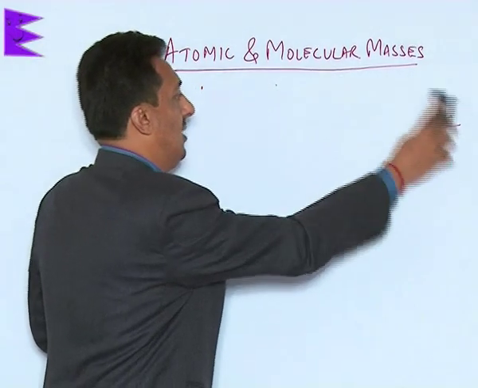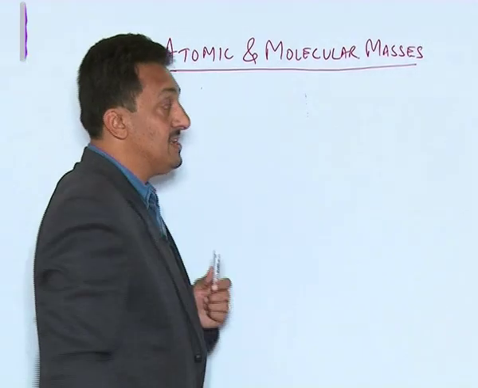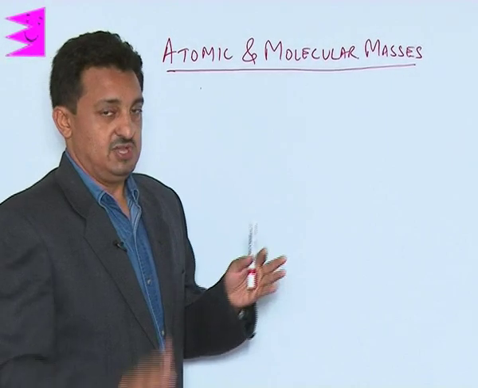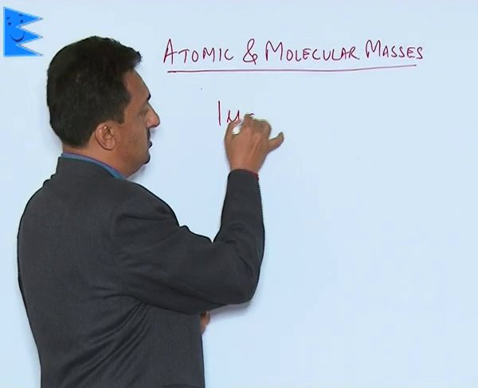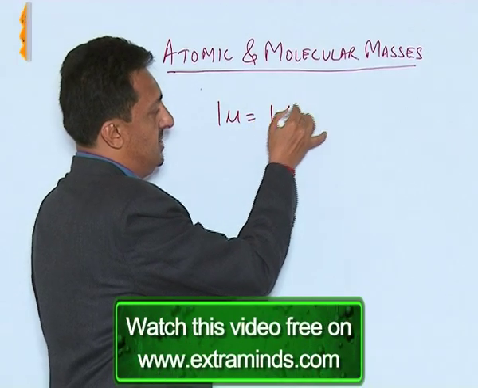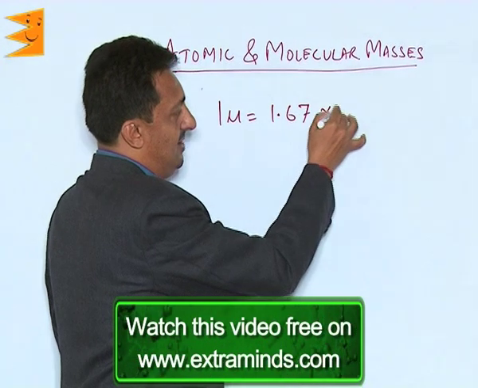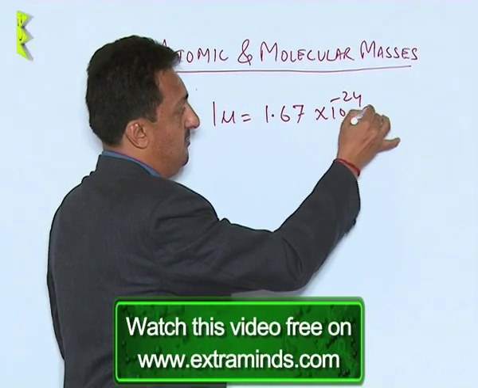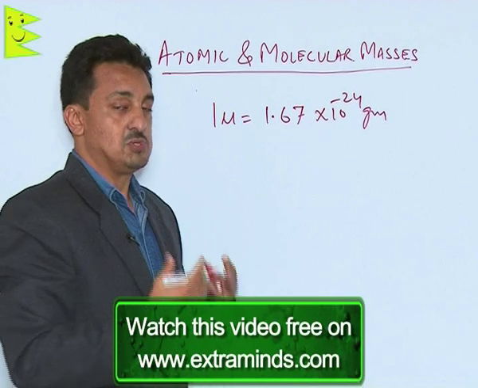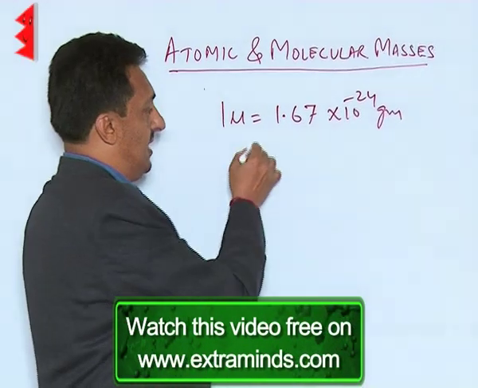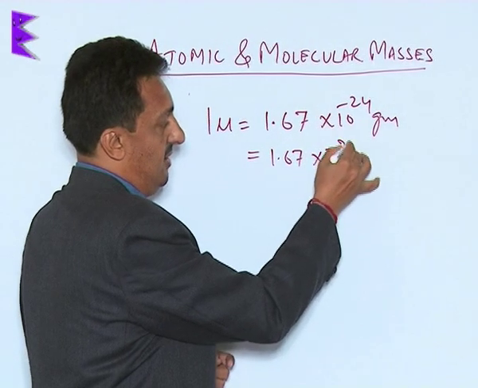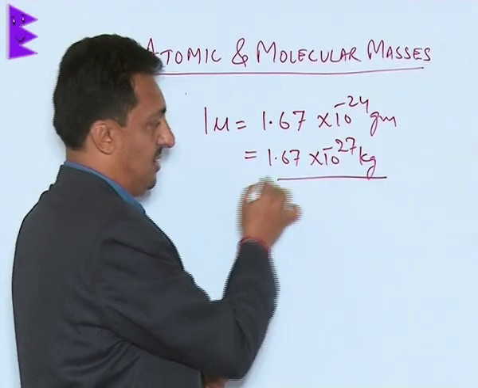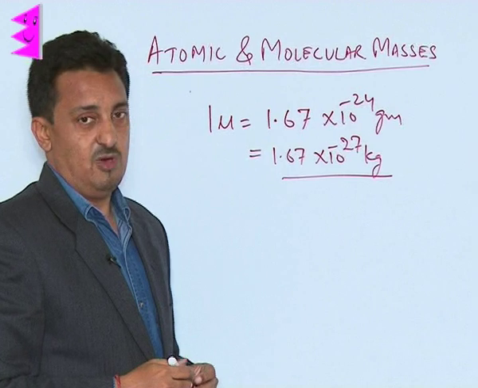Now you also need to know exactly how much it is in terms of grams. 1 U in terms of grams is 1.67 times 10 to the power minus 24 grams. So you can now imagine how small this is. It can also be written in terms of kg. It is 1.67 times 10 to the power minus 27 kilogram, which again is a very, very small number.